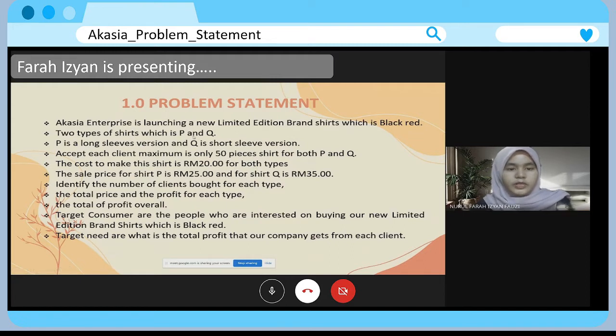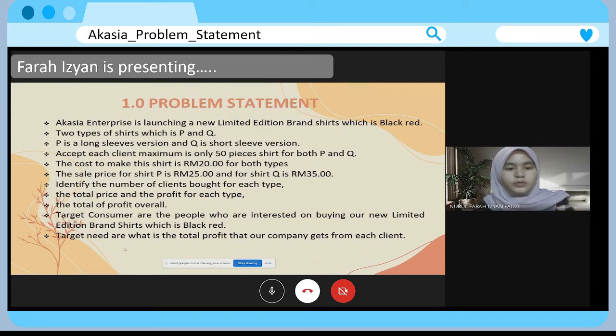We accept each client maximum is only 50 pieces shirt for both P and Q, and the cost to make the shirt is 20 ringgit for both types. The sale price for shirt P is 25 ringgit and Q is 35 ringgit. We identify the number of clients bought for each type, the total price and the profit for each type, and the total of profit for overall.